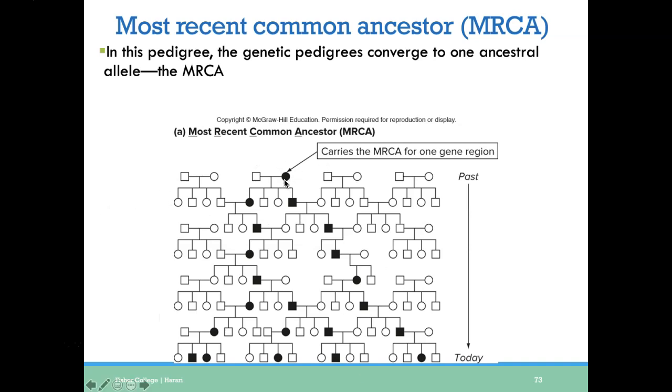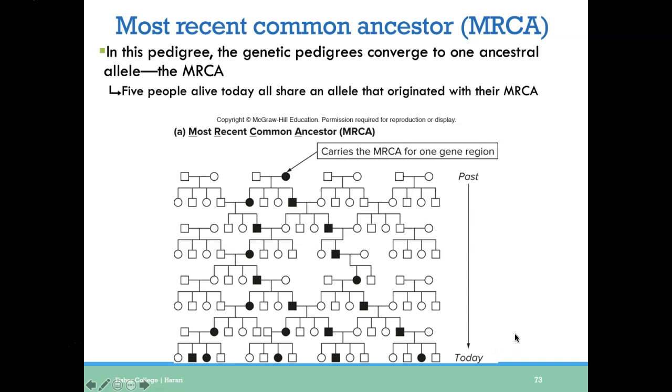So this woman over here carried the most recent common ancestor for one gene region that was passed on from generation to generation. The same exact sequence has been passed down. And today, five individuals still have that same exact sequence, that same most recent common ancestor sequence that was carried by this female. All five people alive today still share that allele. And this was passed down generation along the unbroken line, meaning it was passed down from generation to generation.